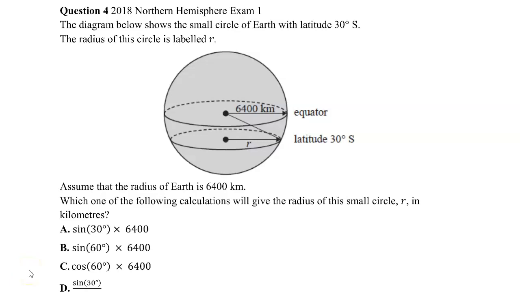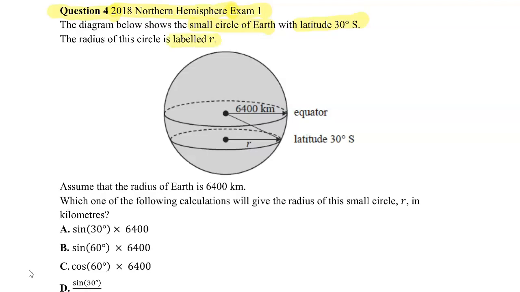So let's look at a question from Exam 1 2018 Northern Hemisphere. This was question 4, so about middle difficulty. The diagram below shows the small circle of Earth, so latitude, with latitude 30 degrees south. You can see, okay, here's the equator, and there's that latitude of 30 degrees. The radius of this circle is labelled R.